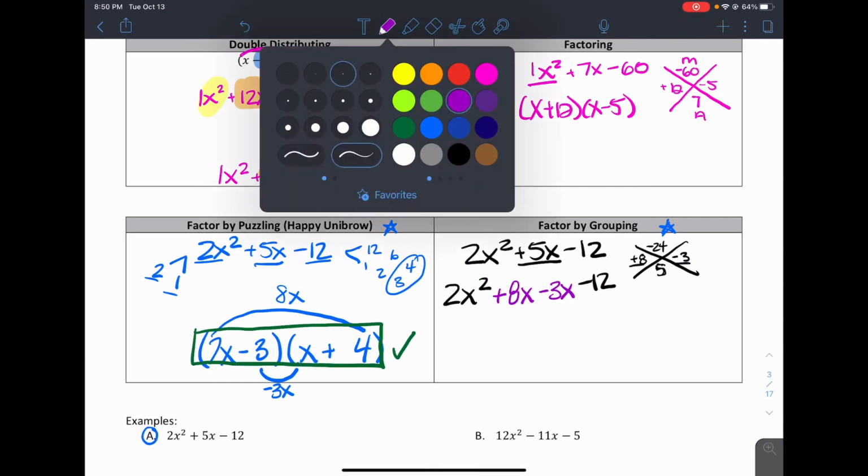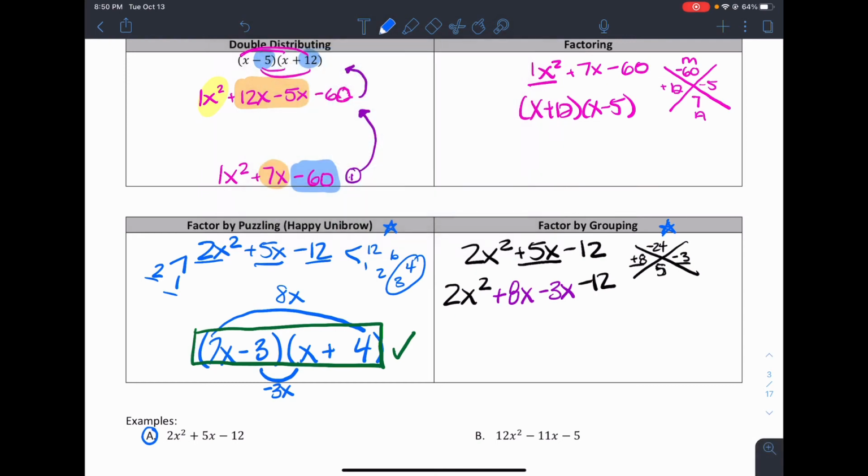To do that, this is where it gets its name, grouping. I'm going to make two groups: the first half and the second half. And I GCF each half.